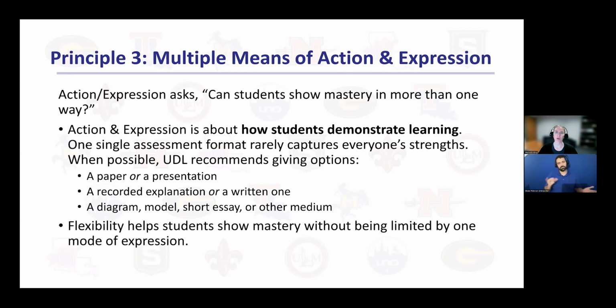And then principle three, multiple means of action and expression. Action and expression asks, can students show mastery in more than one way? Action and expression is about how students demonstrate learning. So one single assessment format rarely captures everyone's strengths. When possible, Universal Design for Learning recommends giving options. You can give a paper or a presentation. You can give a recorded explanation or a written one. You can do a diagram, model, short essay, or other medium.